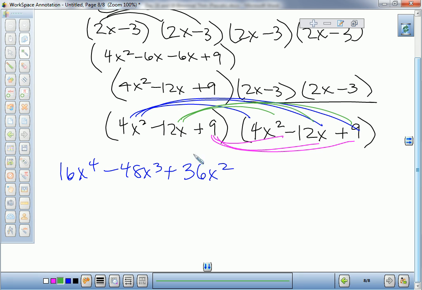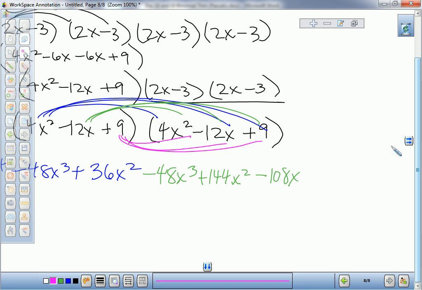Next one, I chose green. Okay, 12 times all that stuff. Minus 48x cubed, plus 144x squared, and then 12 times 9 is minus 108x. Now, this all the way through. So, I really should keep going. So, I get plus 36x squared, minus 108x, plus 81. Now, I have to add like terms.